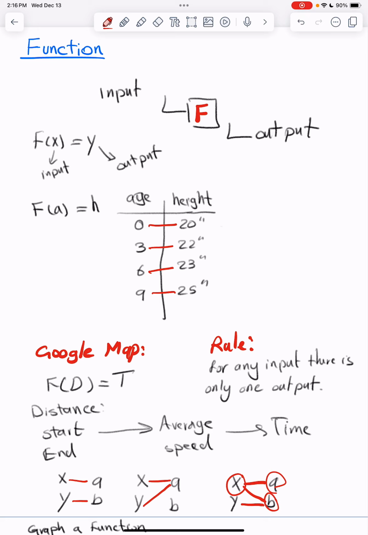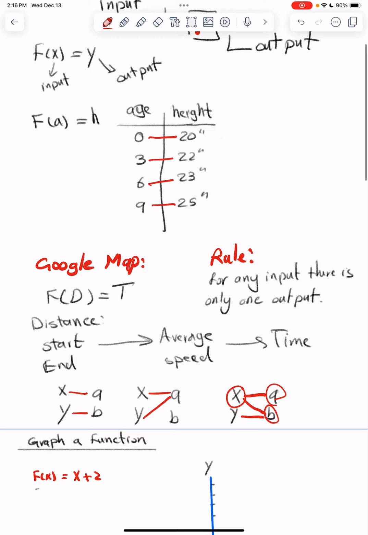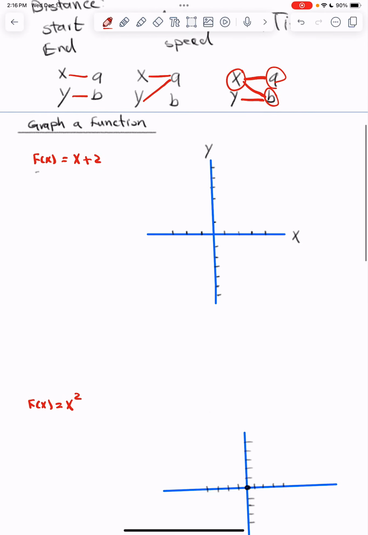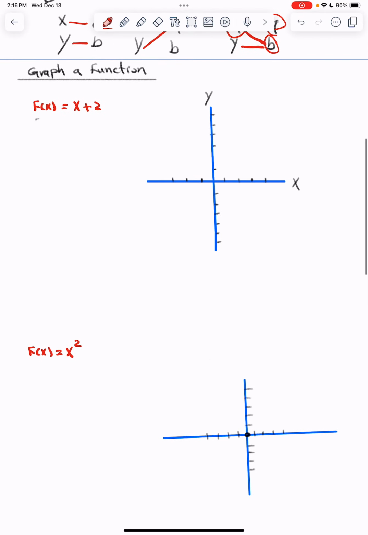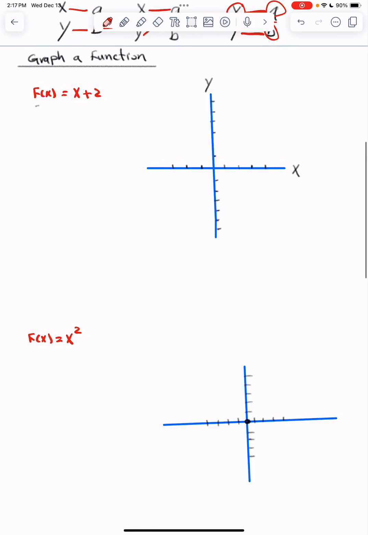There's also another way to test for a function, and that's called the vertical line test. Basically, you plot a function and run a vertical line across it, and if it crosses the function in more than one point, that says the relationship is not a function. Let's look at graphing some functions.